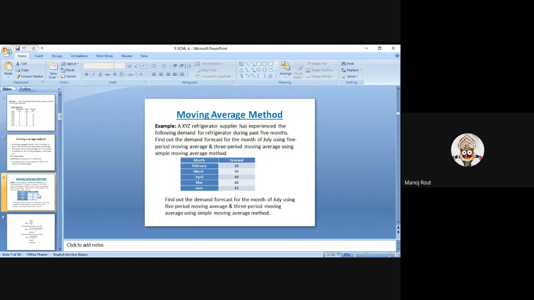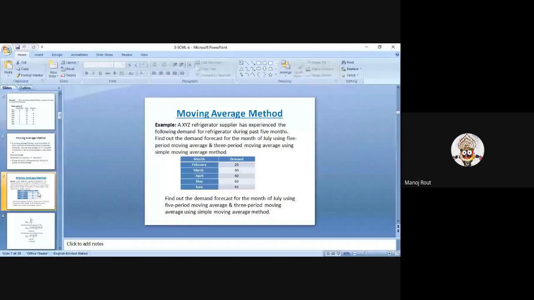I will just read the question. You only have to note down the data. Clear? That should make the calculations easier. The same problem was given in the previous class, but it did not apply to the simple moving average. I repeat, the same problem was given in the previous class, but it was not included for the simple moving average. Clear?